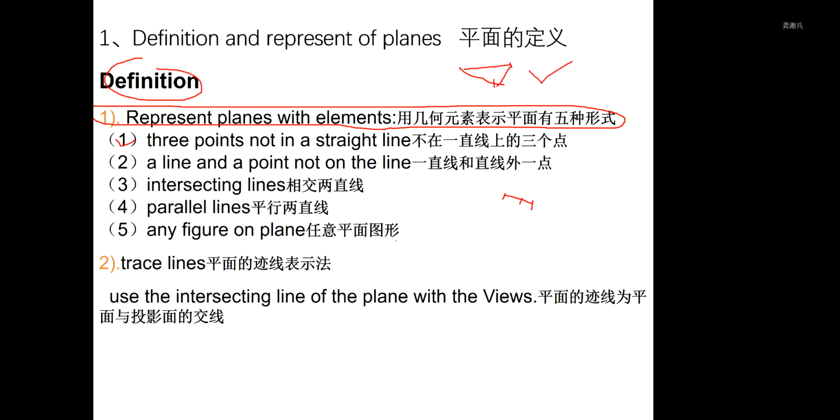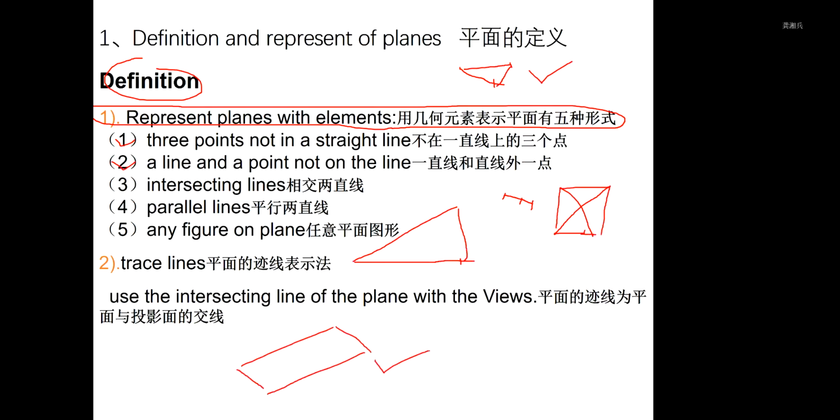The second one is a line and another point not on the line. We can also construct a plane, just like here. This is the second one. The third one is two intersecting lines. We have two intersecting lines, and this also makes a plane, just like here. This is a plane. Or two parallel lines. You can join them together and you can get a plane.